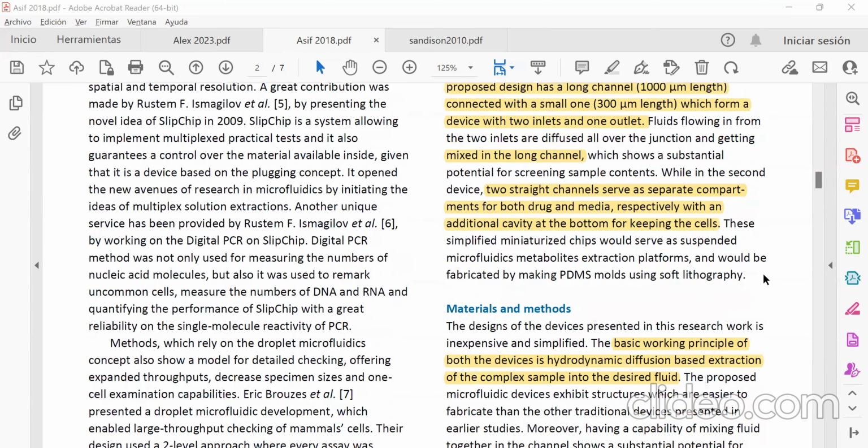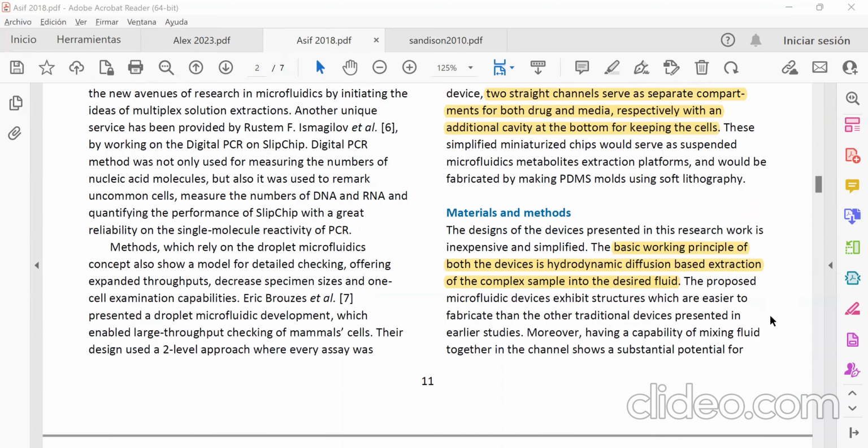And the other design has two separate compartments for both the drug and the media. It was a multi-layer microfluidic device, and they were made using PDMS molds and soft lithography.